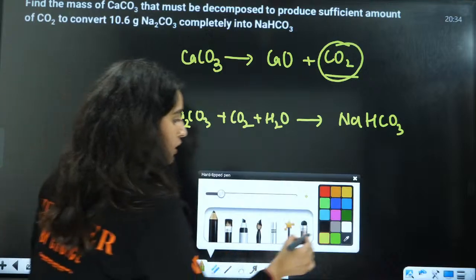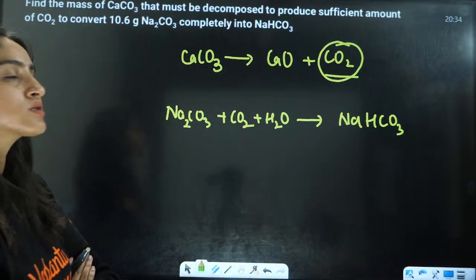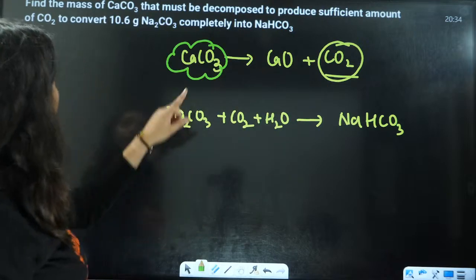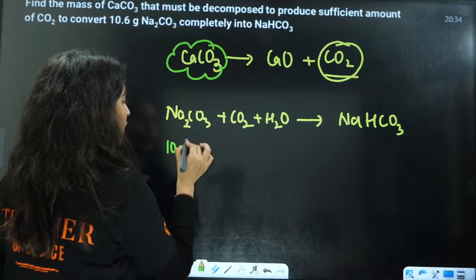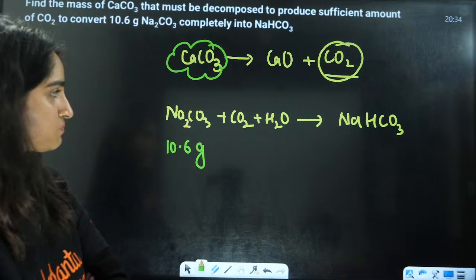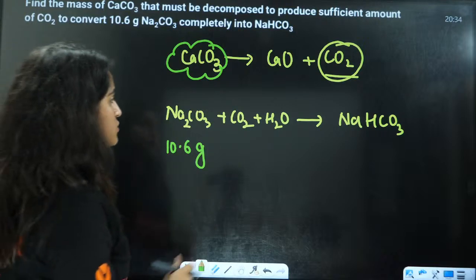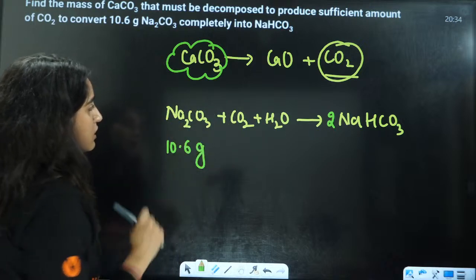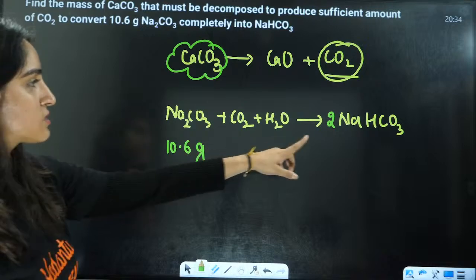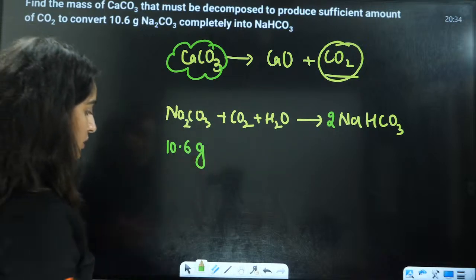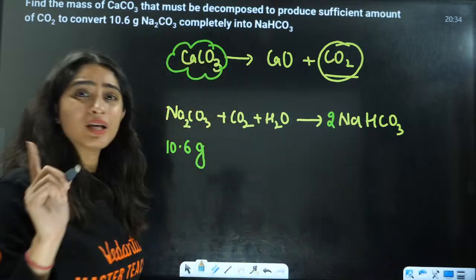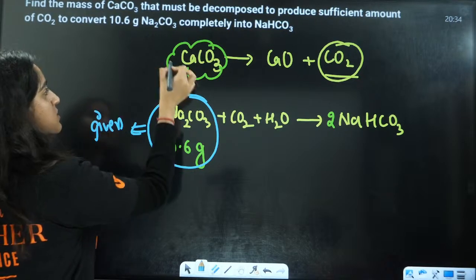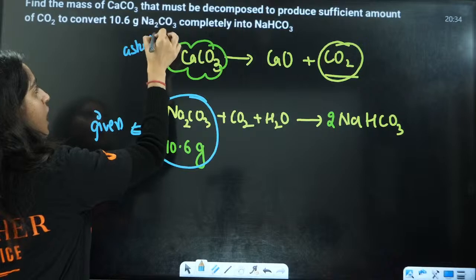Now, next thing here is, what is given to us? We have to calculate the mass of this CaCO3, and we are given 10.6 gram of Na2CO3. Let us balance this. So 2 Na, 2 carbon, oxygen 3, 4, 5, 6, that is 6 oxygen. That is balanced here. So this is the given quantity, and this is the asked quantity.